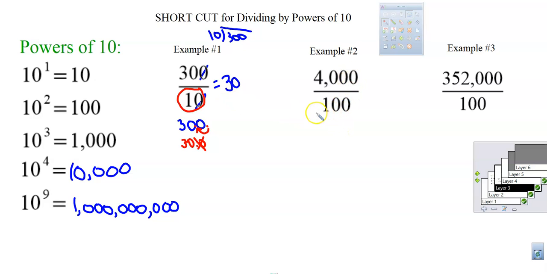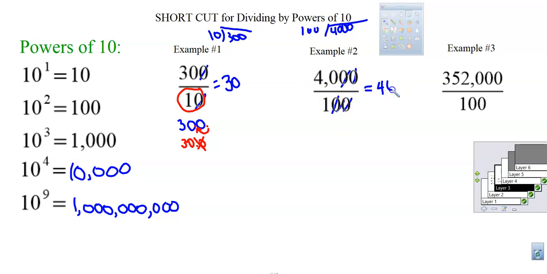So example 2, we have 4,000 divided by 100. Again, we can cross out the common zeros. They both have end zeros, and there's 2 in common. So we can cross off both, and we'll get the same answer as if we did 4,000 divided by 100. So if you had 4,000 and you did long division and divided it by 100, it would be the same exact answer as 40 divided by 1. And 40 divided by 1 is 40.